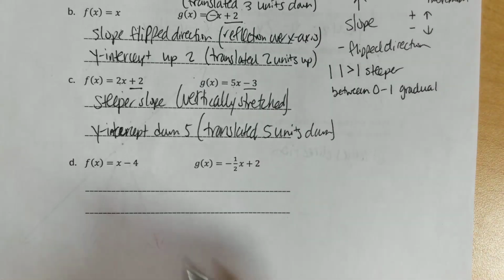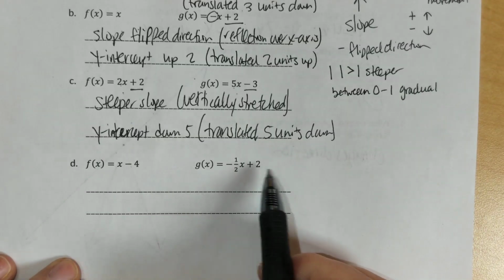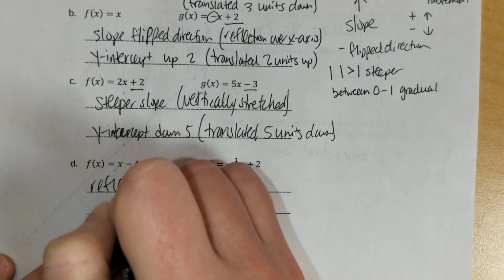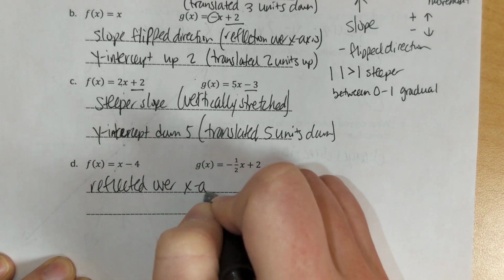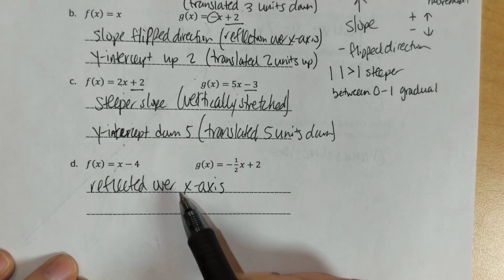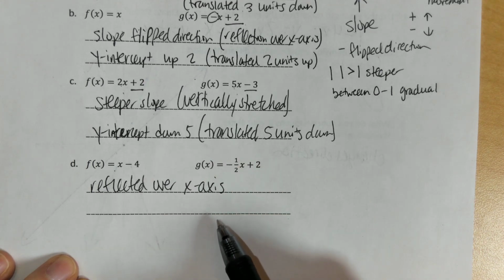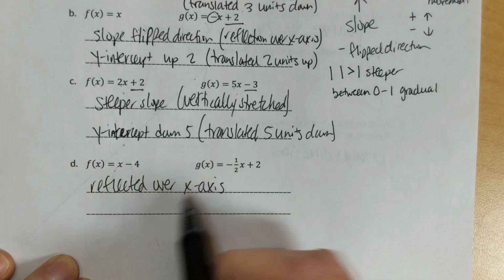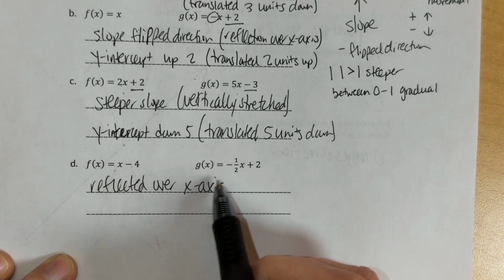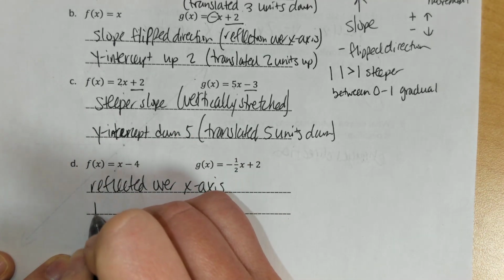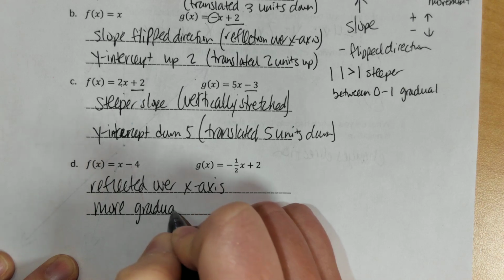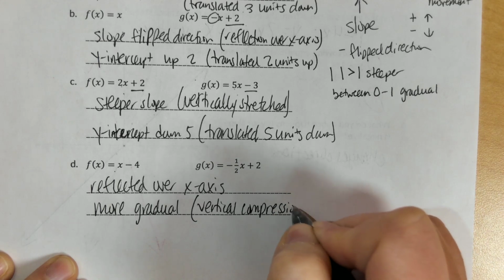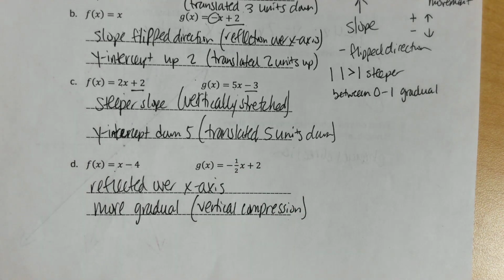All right, and then the last one, we have x minus 4 and negative 1/2 x plus 2. So our a value has gone from positive to negative, so it has been reflected over the x-axis. And that means that we've just flipped its direction. It's no longer going positive, it's in a negative direction now. Okay, then I also noticed that I've gone from a 1 slope to a 1/2. The absolute value when we're talking about that, 1 to a 1/2. So it has gotten more gradual. And so we're going to call that a vertical compression or shrink. Okay, it's a vertical compression. It's getting more gradual slope.